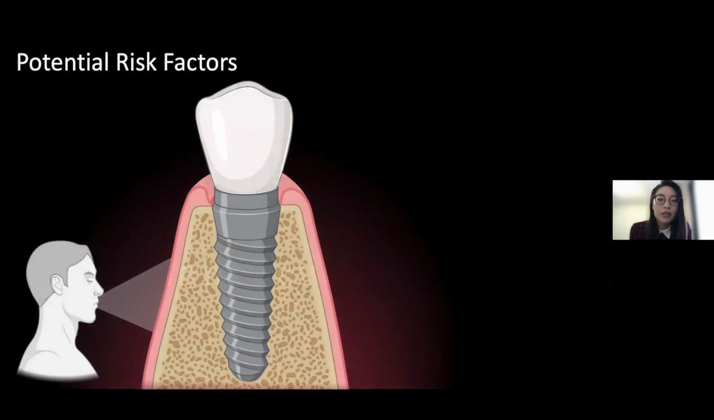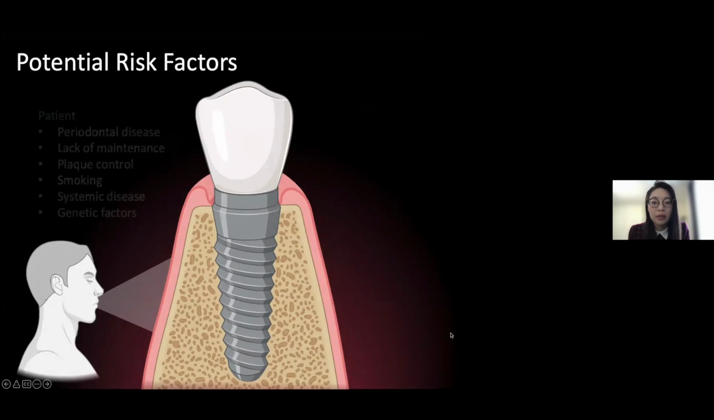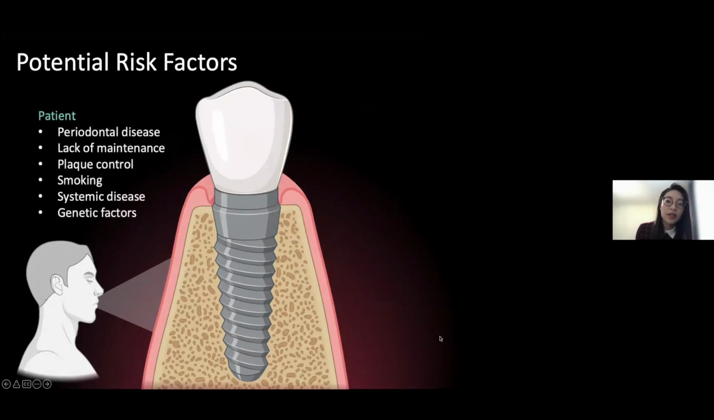There are many potential factors that can influence risk for peri-implant disease. You might have patient-related factors such as periodontal disease. If you have pre-existing inflammation and you place an implant under these conditions, that can encourage the resorptive process involved in peri-implantitis.